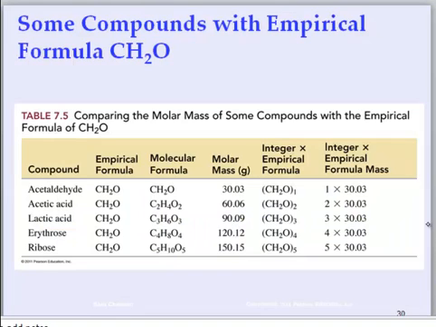Here is just a table from your book that represents some empirical formulas and some molecular formulas. For acetaldehyde, the molecular formula and the empirical formula are the same. For acetic acid, notice the empirical formula is different than the molecular formula, because in the molecular formula, we can reduce that by a factor of 2. Same thing for lactic acid, erythrose, and ribose. An empirical formula generally gives you the ratio of elements present in that compound.